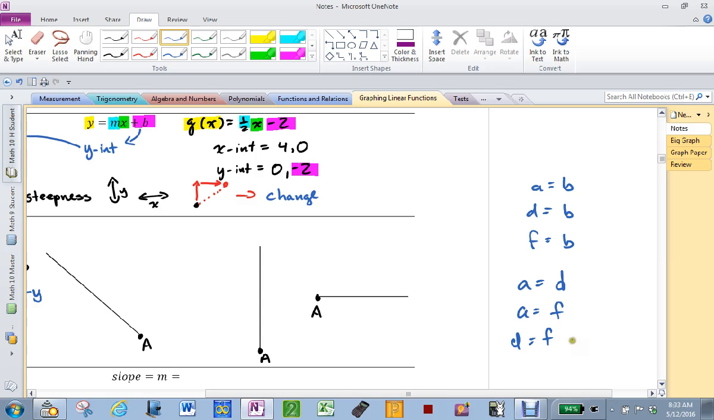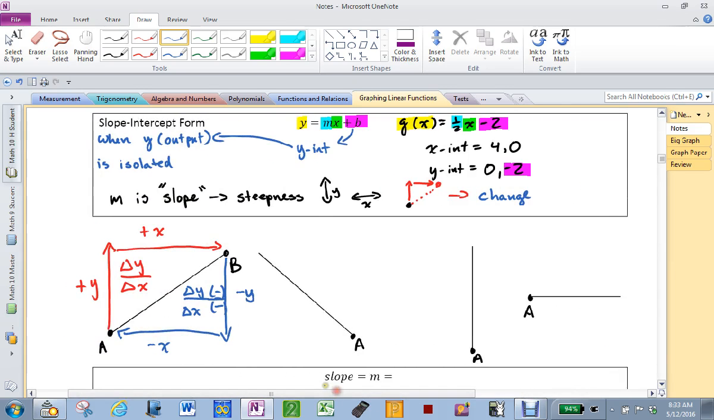So now you have 3 definitions for slope, which means you have 3 ways you can use slope. All of them are the same. So if your slope doesn't look like something you're used to seeing, you have 3 other ways you can calculate it. Does everyone understand? All right. So let's look at the next one.